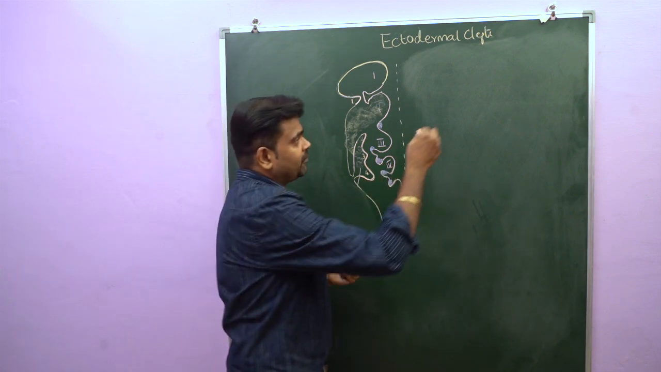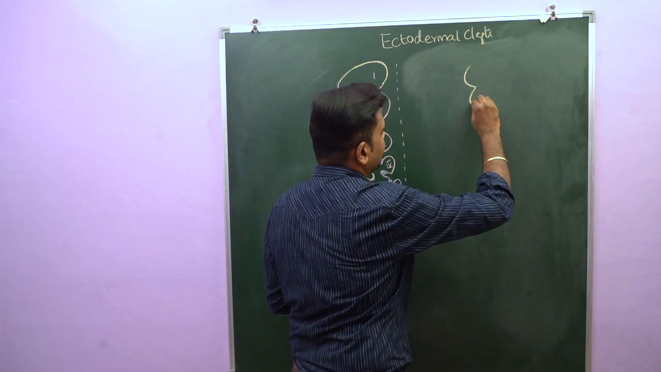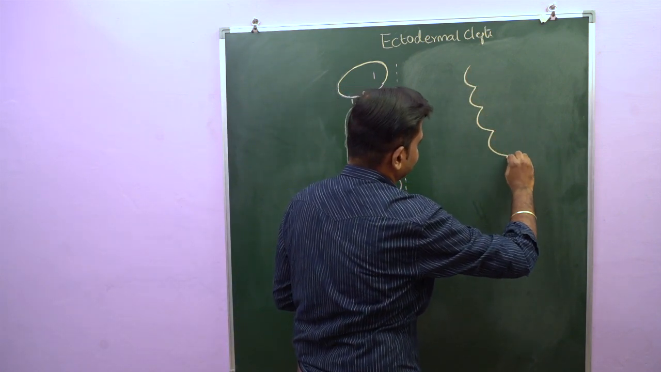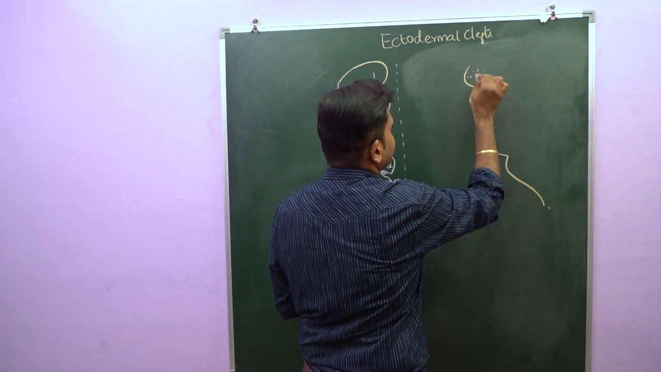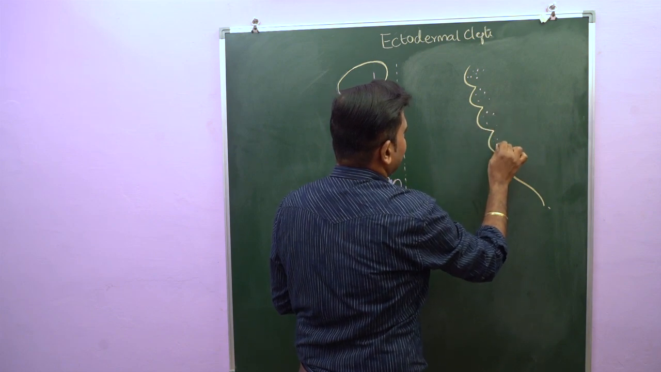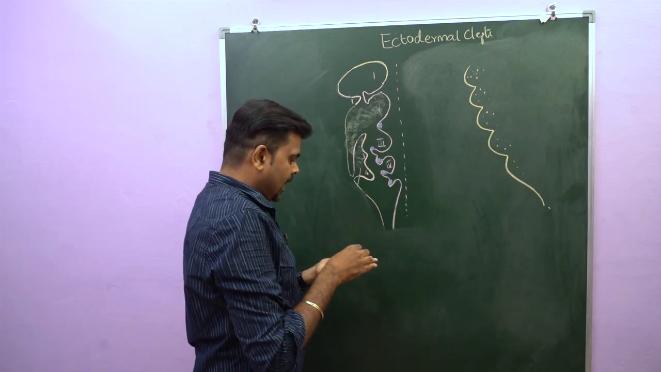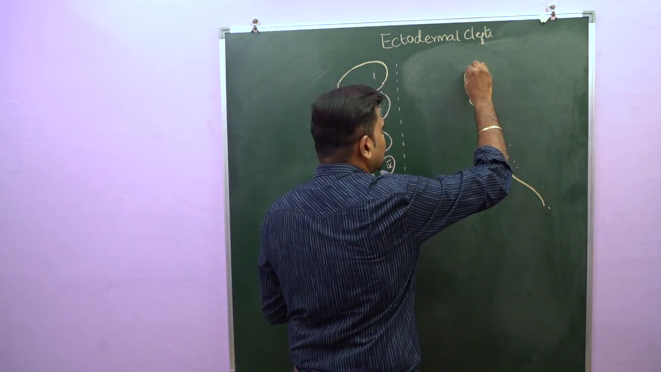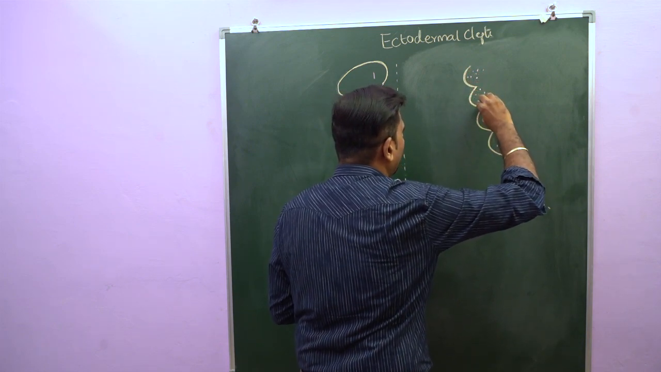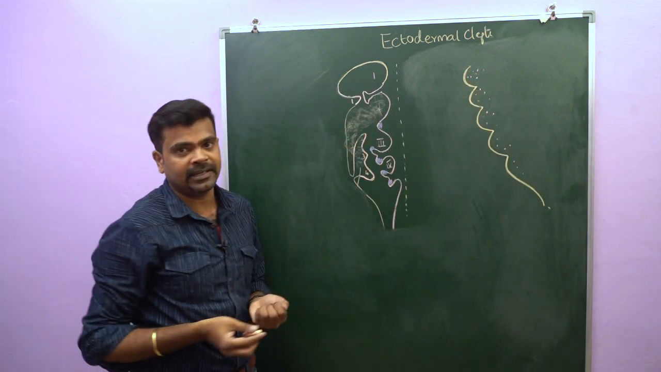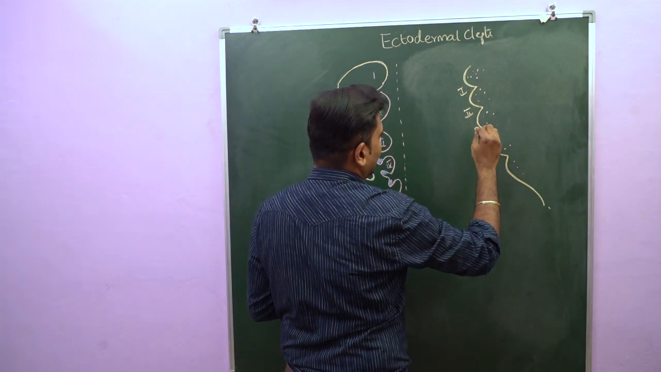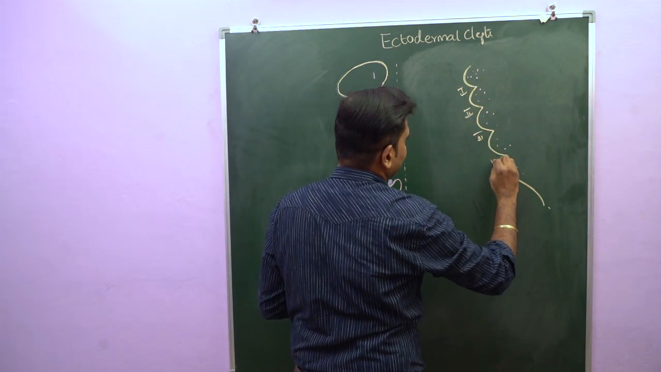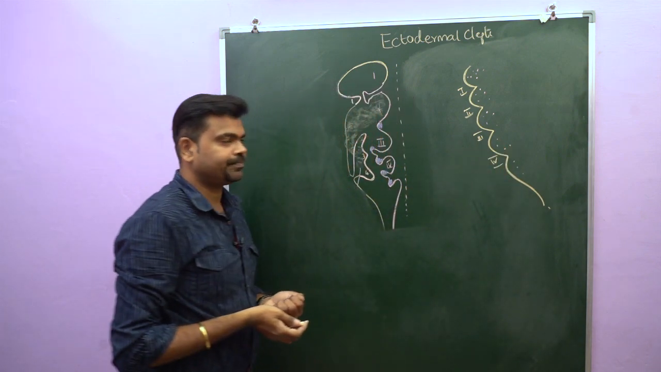Now, you already know the pharyngeal arch is covered by ectoderm. So this is the pharyngeal arch. These are mesodermal cells covered by ectoderm. This ectoderm dips into a groove between the arches, and this is called the ectodermal cleft. So totally we have 4 ectodermal clefts: 1, 2, 3 and 4.